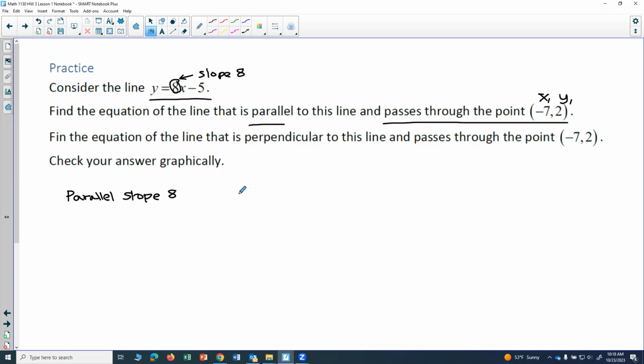And I'm going to go ahead and use the point-slope form of a line, and do y minus y1 equals the slope times x minus x1. Okay, so y1 is a 2, so I'm going to do y minus 2. My slope is 8, and then I'll have x minus a negative 7, but subtracting a negative is the same as adding. So this would actually simplify to y minus 2 equals 8 parentheses x plus 7.